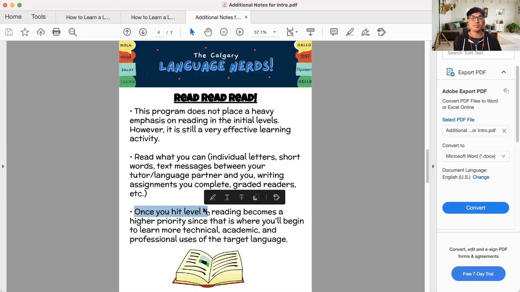Once you reach level 4, reading becomes a higher priority, and that's where I start to put an extra emphasis on reading a little bit, because once you hit level 4, that's where you start to learn some more technical, academic, and professional uses of the language, right? Prior to level 4, level 1 to 3 is not really getting super technical or super academic or really professional or really technical grammar-wise.